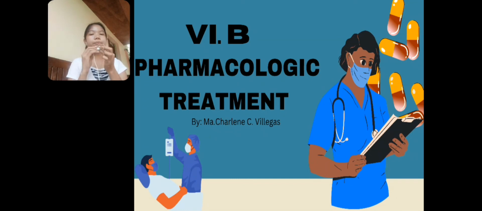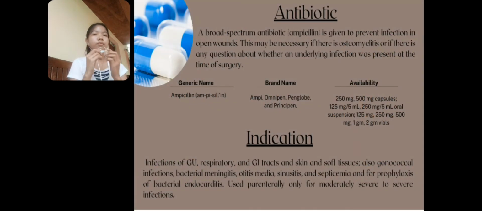Pharmacologic treatment. Antibiotic. A broad spectrum antibiotic such as ampicillin is given to prevent infection in open wounds. This may be necessary if there is osteomyelitis or if there is any question about whether an underlying infection was present at the time of surgery. Antibiotics can protect against bacterial translocation and subsequent bacteremia in patients with intestinal obstruction.